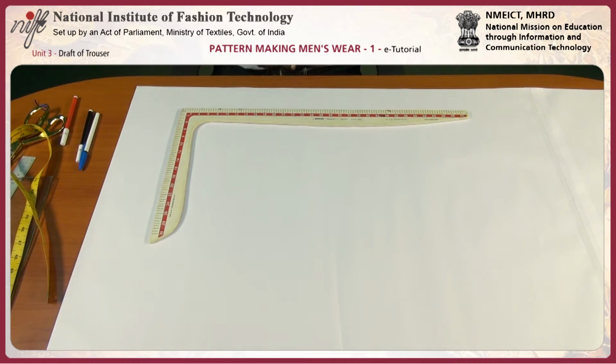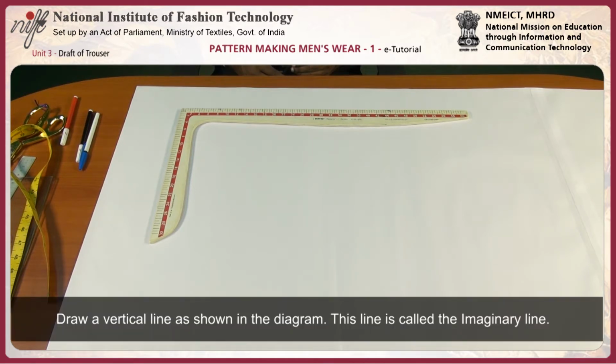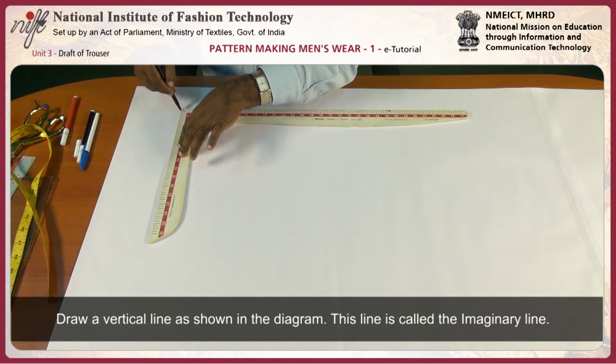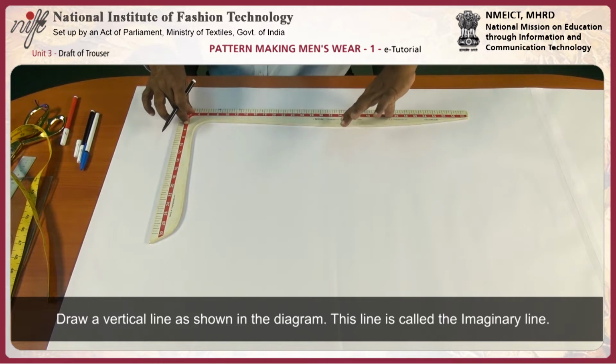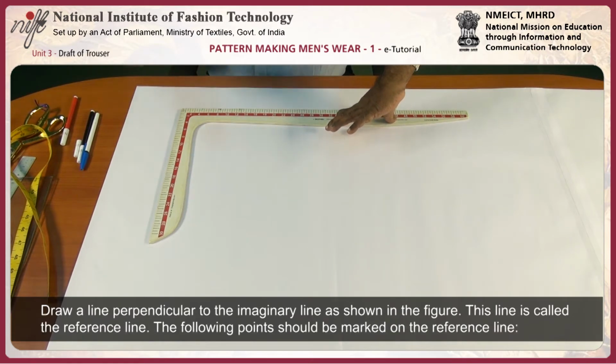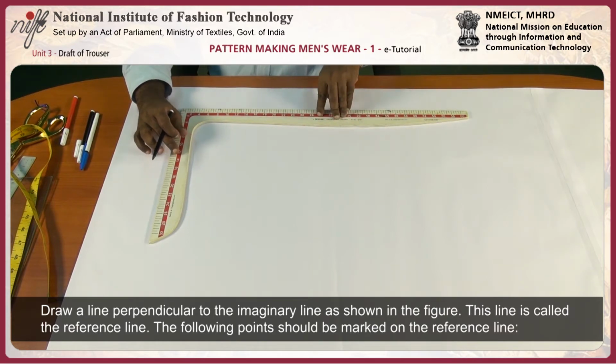Draw a perpendicular line and label this as A. A to B, half neck, 19.5 centimeter. A to C, center back collar width, 4.7 centimeter.